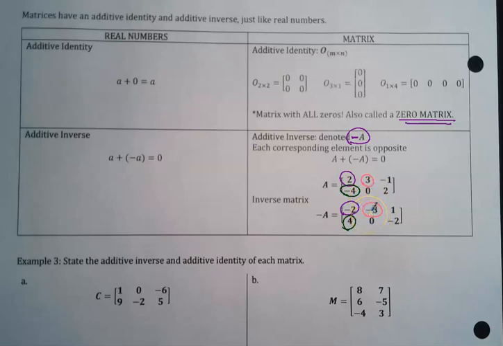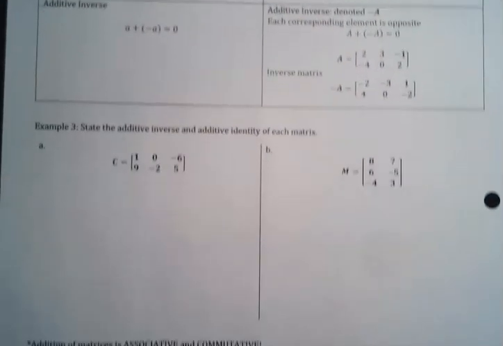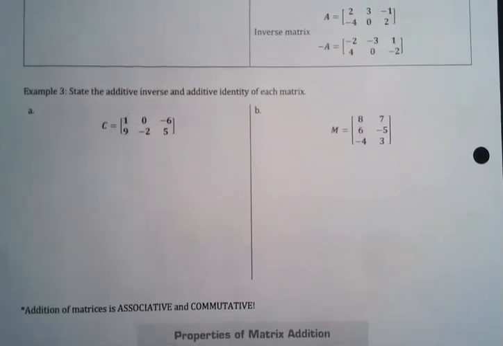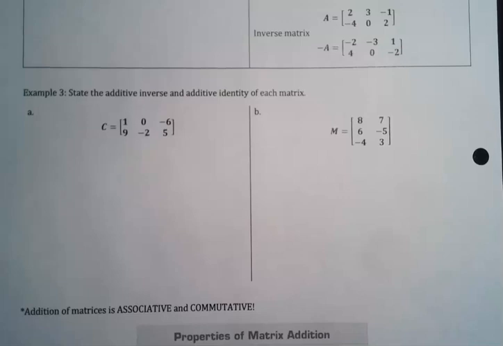But the whole point is that if we take the matrix A and we add it to its opposite, or its inverse matrix, we're going to get a sum that is a 0 matrix. If I add those together, I'm going to get a 0 matrix. So let's put this into practice. It'll probably make more sense. Example 3 says state the additive inverse and additive identity of each matrix. So we want to state the additive inverse and the additive identity.